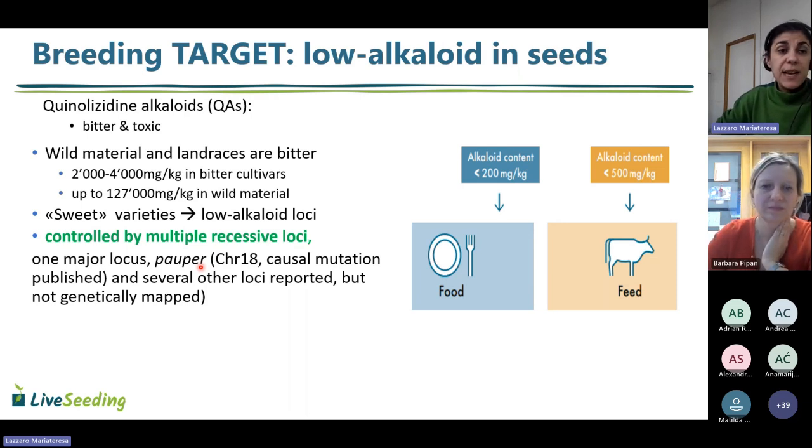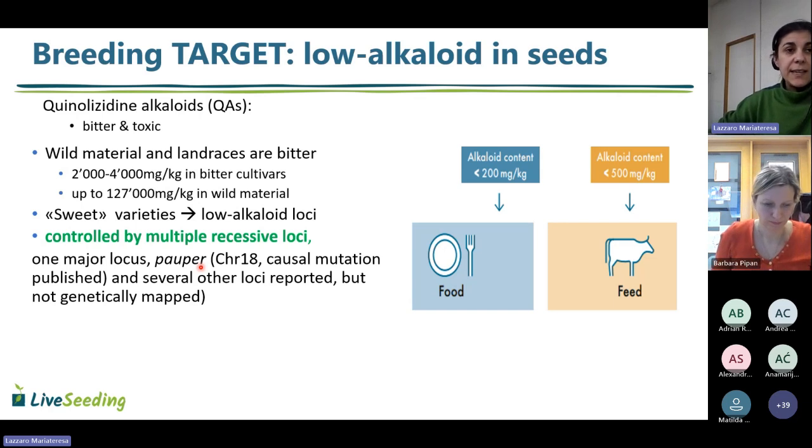The other issue, let's call it, of this amazing crop is that in defense against predators, the plant produces alkaloids in the green parts, which are then translocated into the grain. The quinolizidine alkaloids are bitter but also toxic.